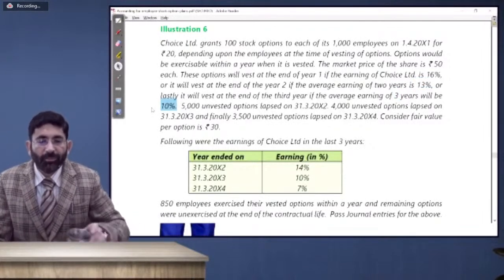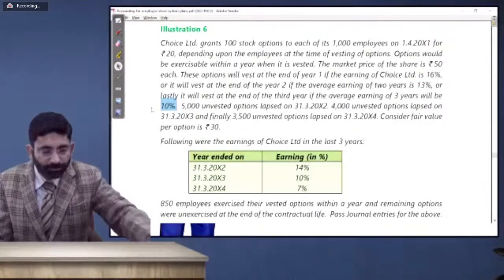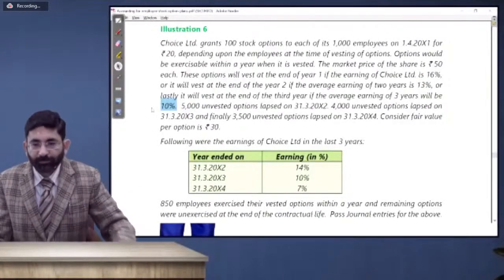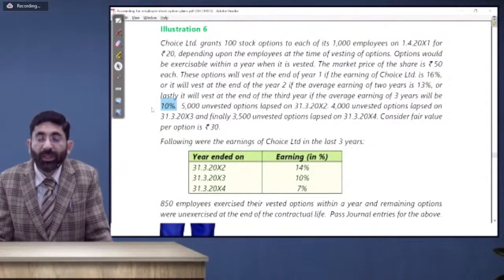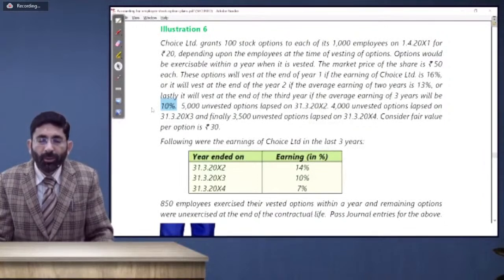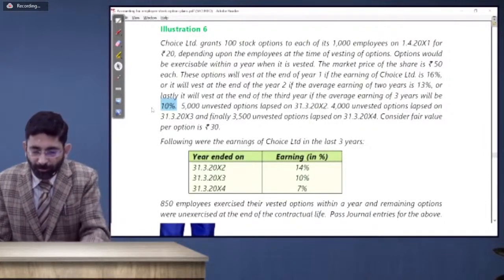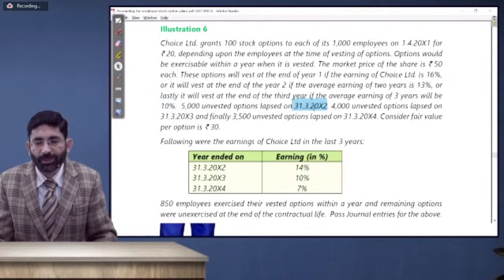So I have given you three options. Either you may get it at the end of first year, or at the end of second year, or at the end of third year. Unvested options lapsed on 31st of March 2012.